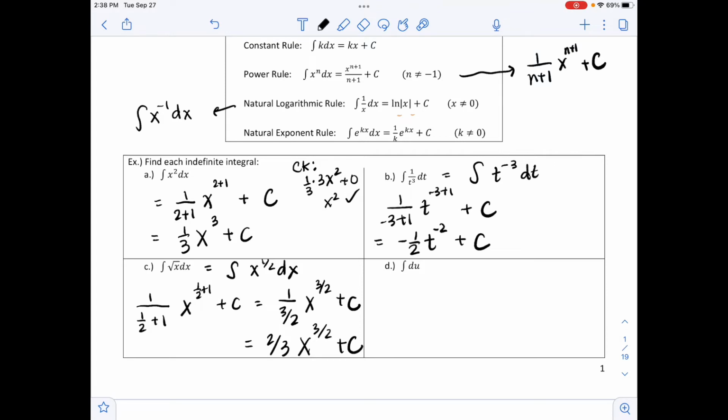And again, you could take the derivative of this to check to see if you did it correctly. You should also rewrite it, since this was written as a root, 2/3, and we have the square root of x cubed plus c.